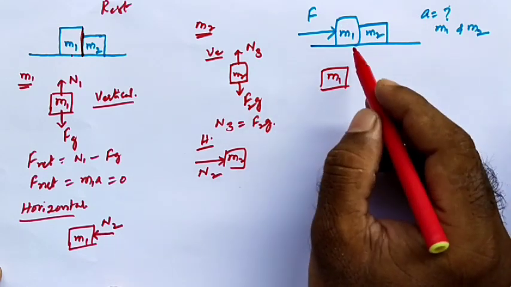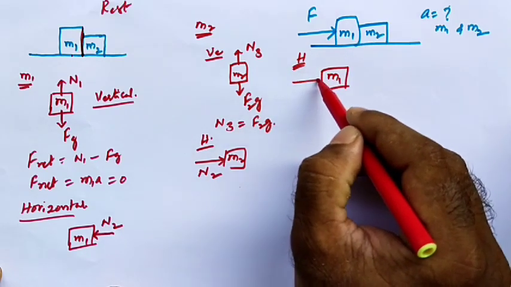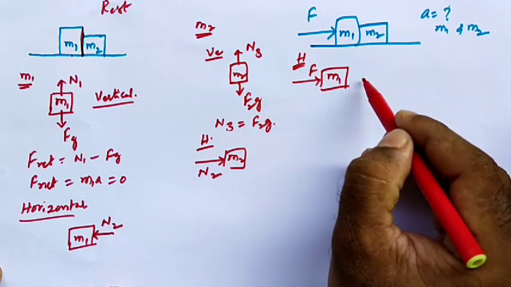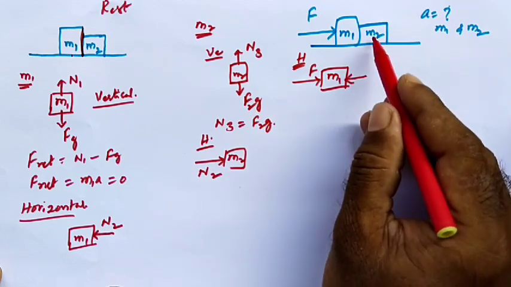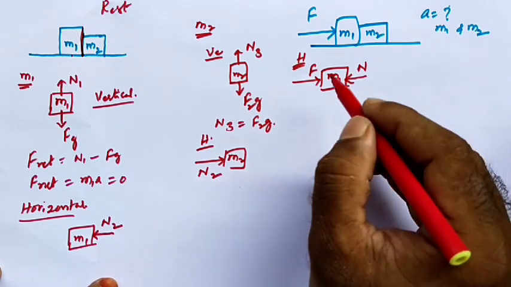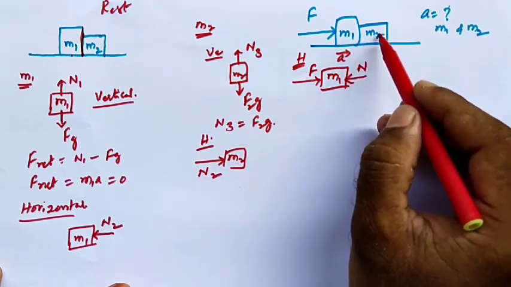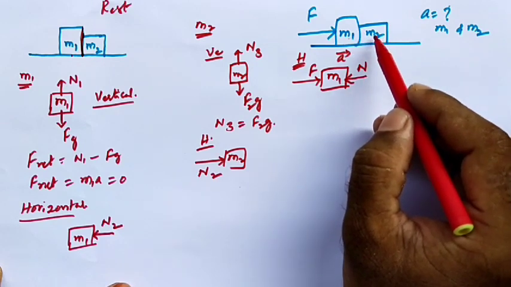Now on M1, how many forces are acting horizontally? Two forces. One is the applied force. The second one is the normal by M2. Let us take that as N. And it has an acceleration. Let us take it as a.